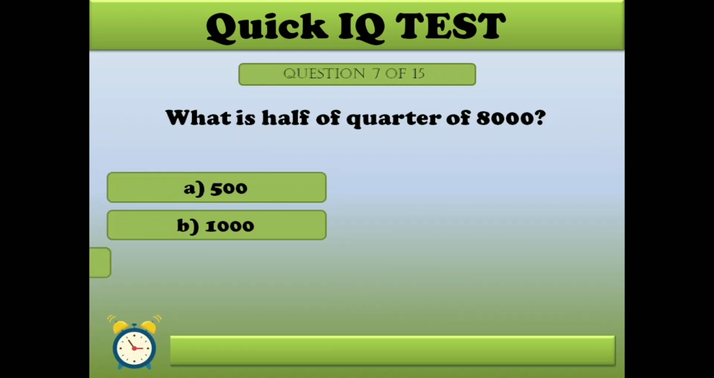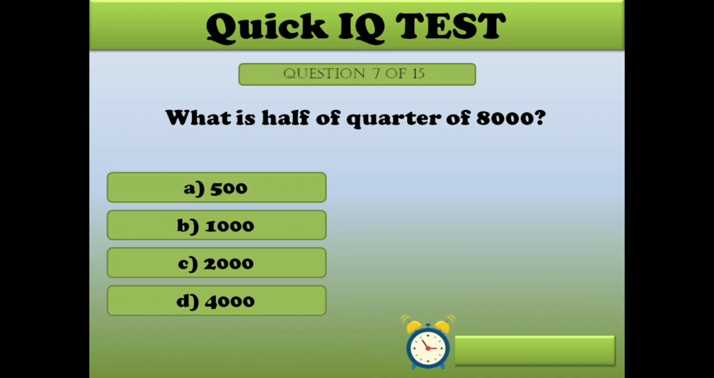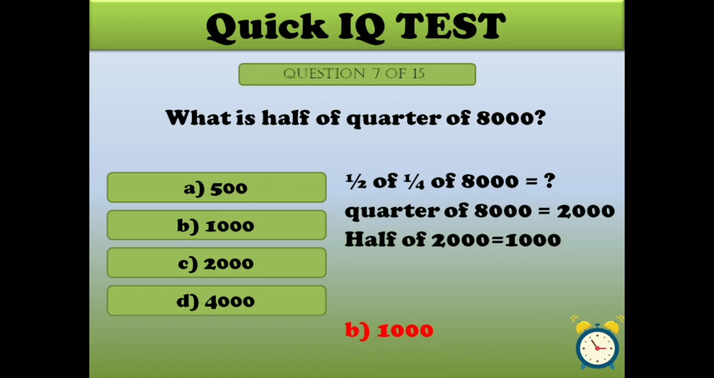What is half of quarter of 8,000? Don't get confused. As you can see the calculation, your answer is option B, 1000.